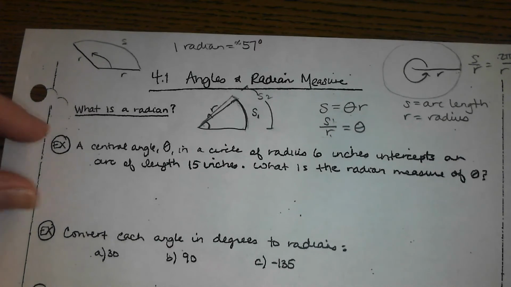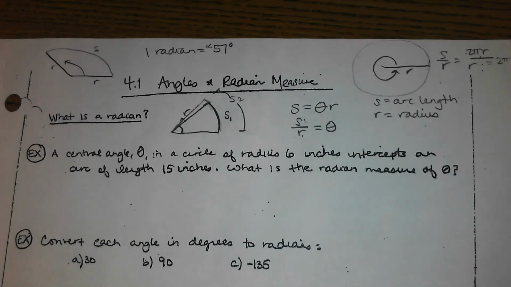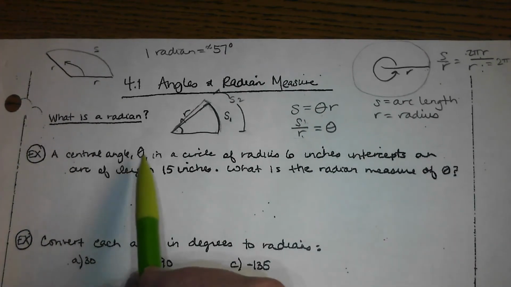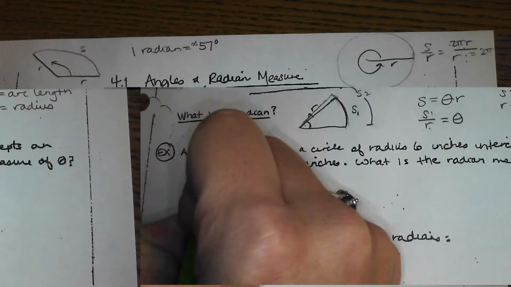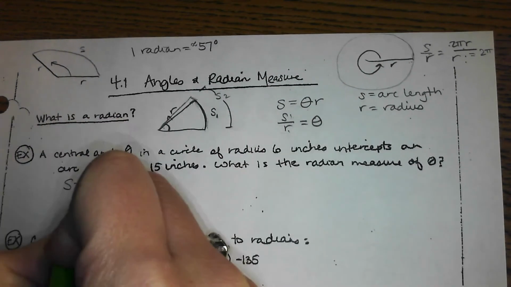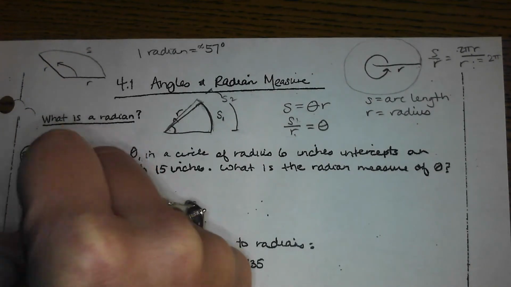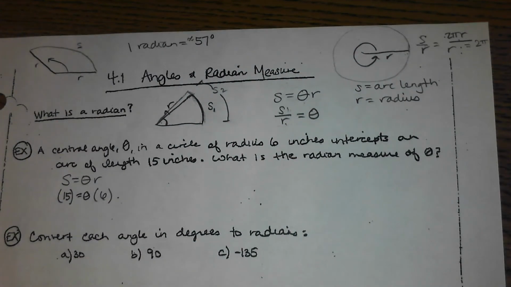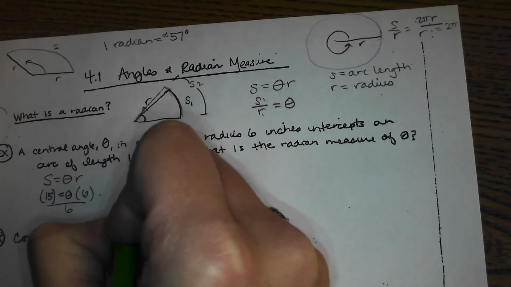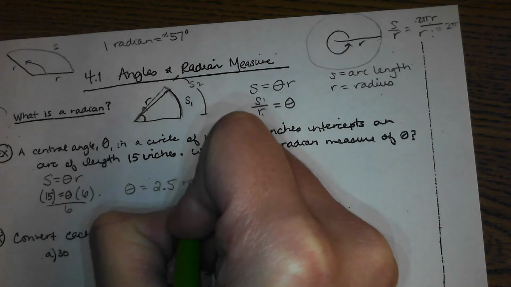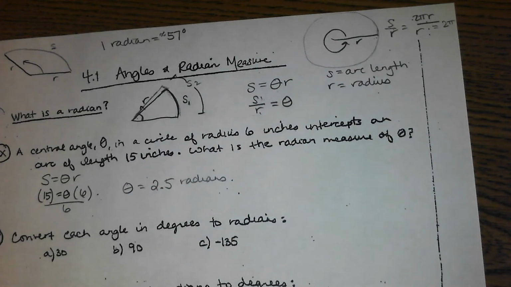And then this first example is going to make us make use of that SOR formula. So a central angle theta in a circle of radius 6. So they're giving us our radius of 6. Intercepts an arc of length 15. They want to know what's the radian measure. By the way, do you remember that the SOR formula only works with radians? If you plug it like 30 degrees into it, you're going to get it wrong. Okay? So divide both sides by 6, and theta equals 2.5 radians.